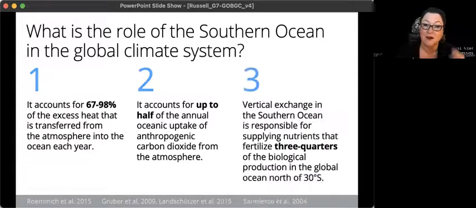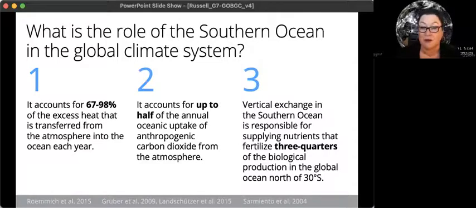And the vertical exchange there is responsible for supplying nutrients that fertilize 3/4 of the biological production in the global ocean north of 30. Just remember, about 3 billion people depend on the protein from the ocean for their basic food and livelihood.